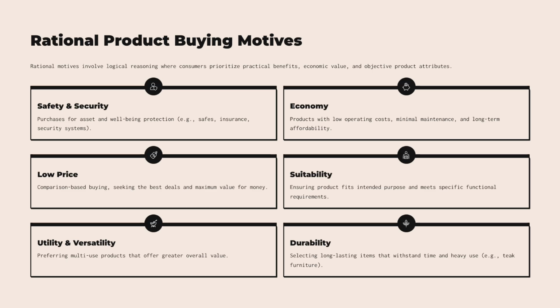Economy refers to saving operating cost. A consumer choosing a Hero Honda bike because it saves on petrol cost is acting on economy. Next is, rationally, low price, which is straightforward. Buyers compare competing products and choose the cheaper one.